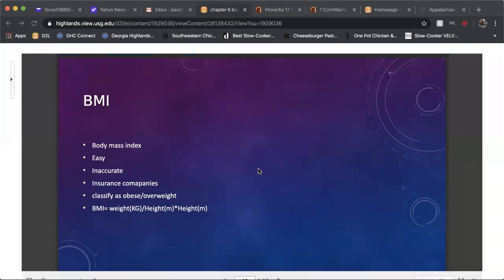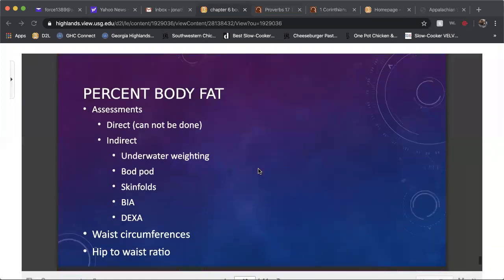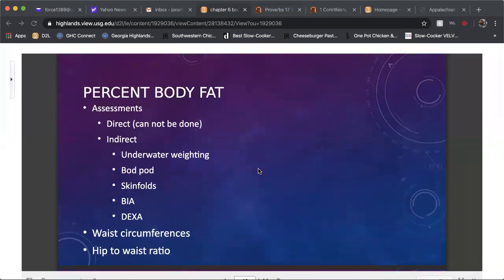So where we're headed now is we want to talk about percent body fat. We've talked a lot about what it is and how it's good for our health, but we really haven't talked about how do we get that? Like, how would we be able to determine mine or your percent body fat?